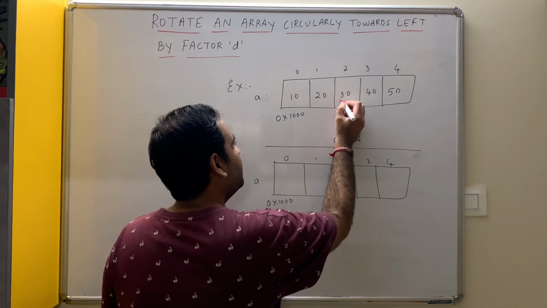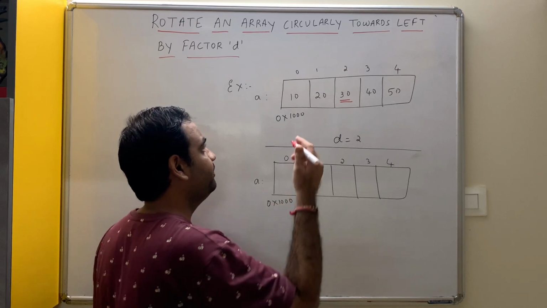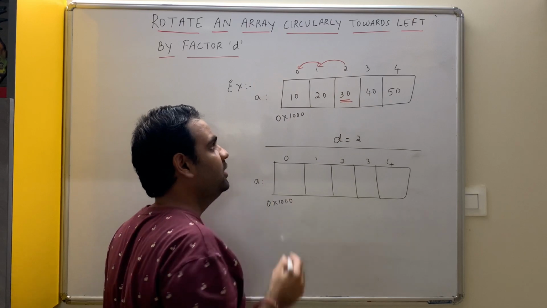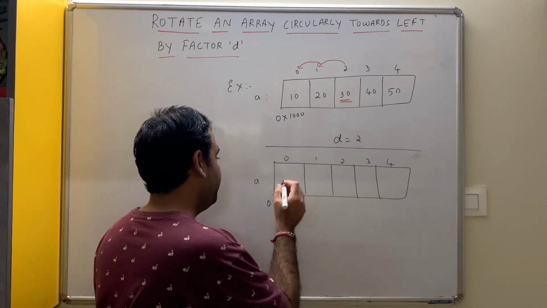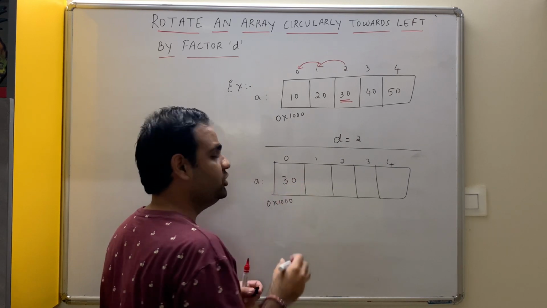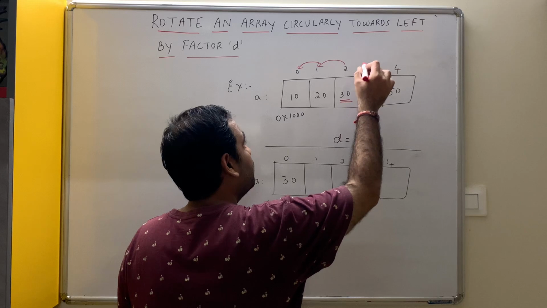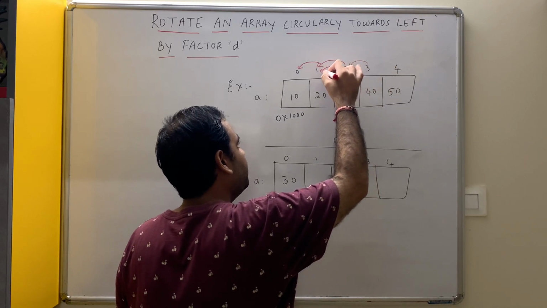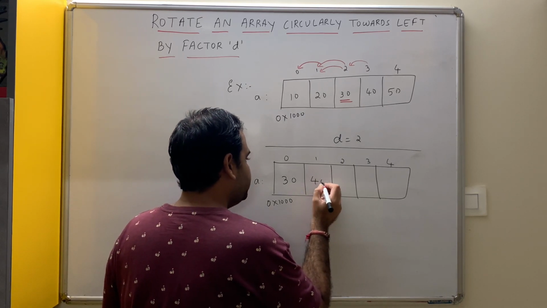Now this 30 has to be shifted 2 positions towards the left. This is the first position and this is the second position. Therefore 30 in the rotated array comes at what index? It comes at index 0. What about 40? You have to rotate it towards the left by 2 positions. This is the first position and this is the second position. 40 comes at index 1.